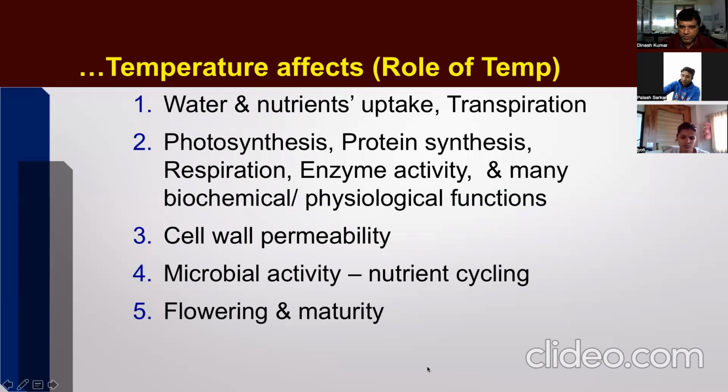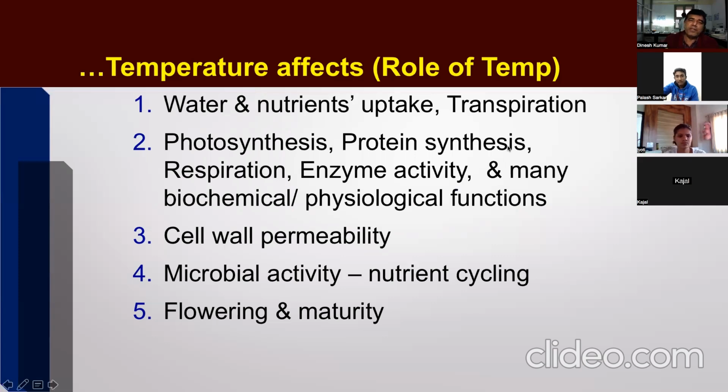So now you are seeing the role of temperatures. First is water and nutrient uptake. Okay, so it is indirectly necessary for water uptake as well as nutrient uptake. Transpiration, you also know temperature plays an important role. And transpiration actually happens to moderate the temperature of the plant. It is an outcome of the temperature.